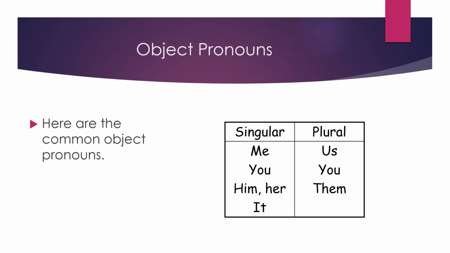Here are the examples, how we divide them into singular and plural. For singular, we have me, you, him, her, it, and for plural, we have us, you, and them. You need to memorize them. If you compare this chart with the one of subject pronouns, you're going to notice a difference. And also, some of them might be pretty much the same. But their function in the sentence is different, even though they look similar.